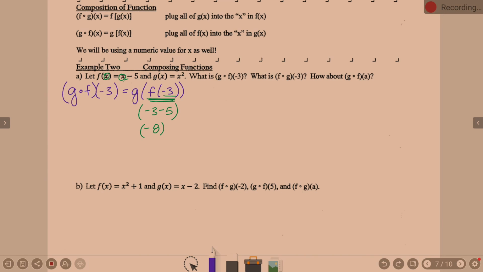What is still out there? There's still a g out there, isn't there? Okay, so I did the inside, f of negative 3. I got negative 8. Now, g of negative 8. What's that say I'm going to do? I'm going to take negative 8 and put it where? Into g. What is g? x squared in this problem. So what's that say I'm going to do with negative 8? I'm going to square it. And negative 8 squared is 64.